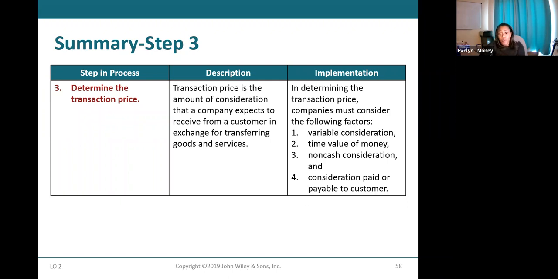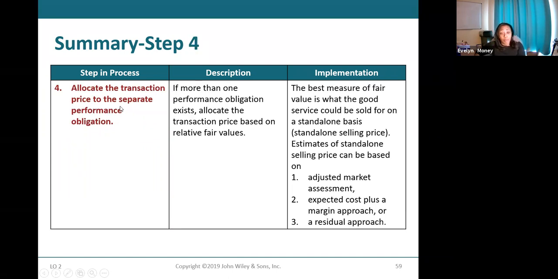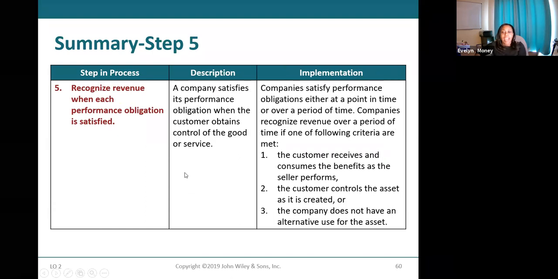Take into account time value of money, use that fair value if it's non-cash consideration. And you also have to make sure that you're showing the transaction price at the amount that you can reasonably expect to collect. If there are separate performance obligations, then you need to allocate, usually using the standalone selling price. But if you can't find the standalone selling price, then use one of the other methods that we discussed. And finally, we're looking for our change indicators to help us point to whether or not the performance obligation has been satisfied.